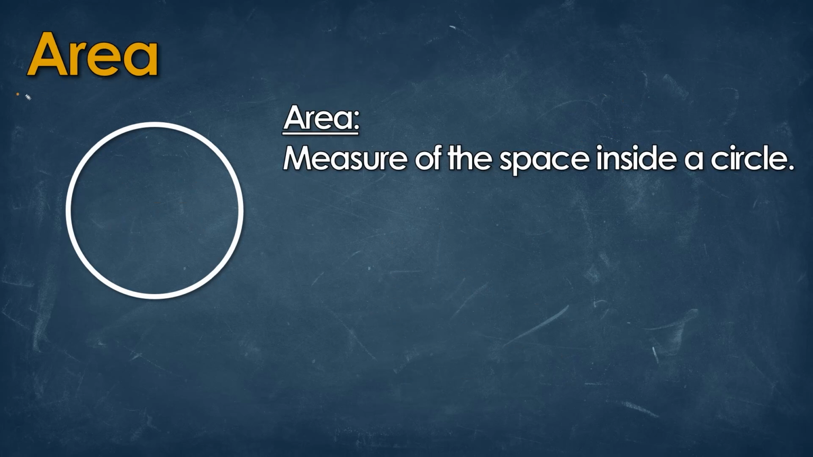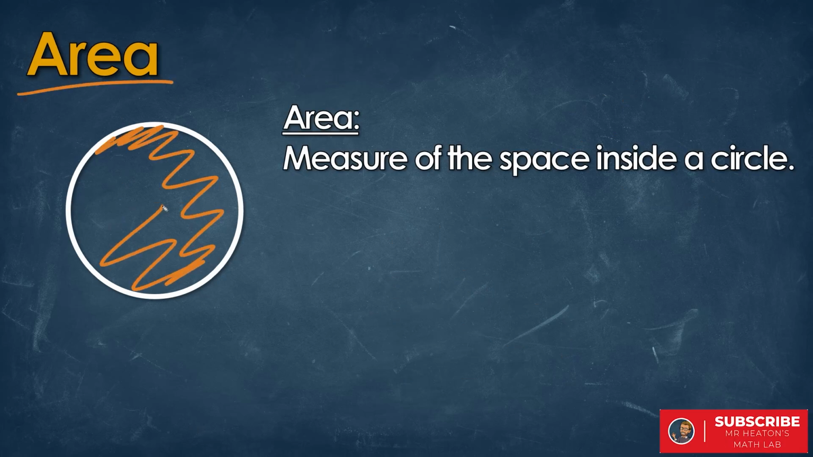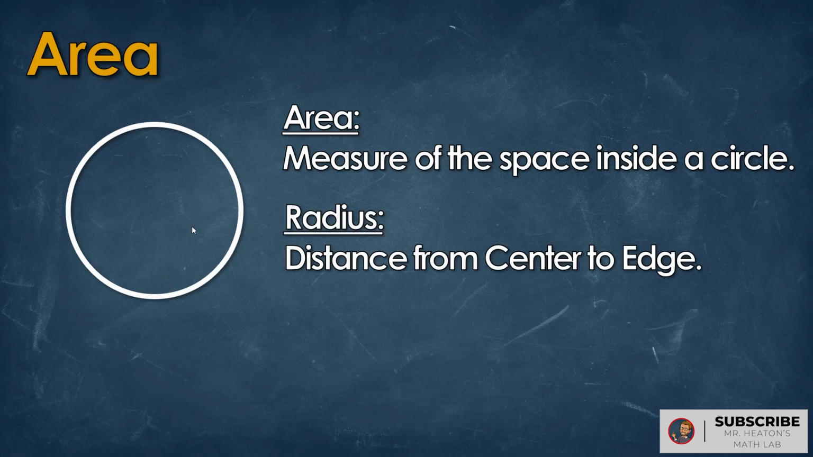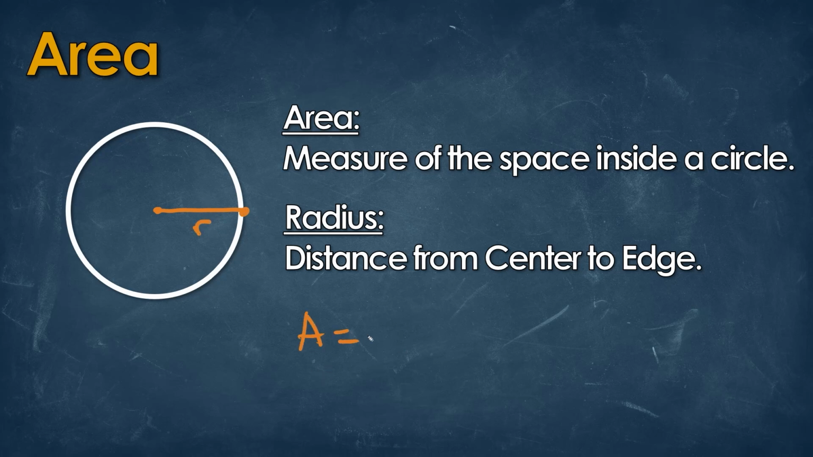Now moving on, we're going to take a look at area. The definition of area is just the space inside of a circle. And we can figure this equation out by looking at the radius. Remember, the radius is from the center of the circle to the edge. It is half of the diameter, and we call it r. Our equation for figuring out the area is equal to pi r squared.